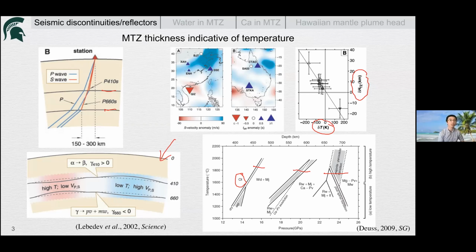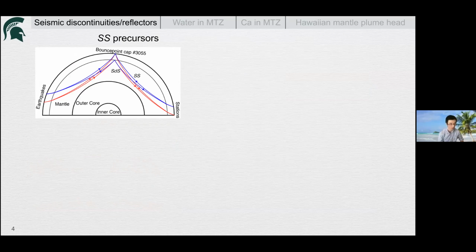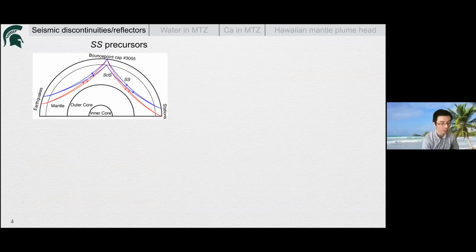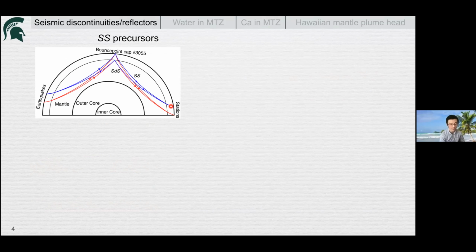The technique I'm going to use today is called SS precursors. I try to use this diagram to explain it to non-seismologists. We have earthquakes on one side of the Earth and seismic stations on the other side. Looking at the S wave, it starts from the earthquake, is reflected at the surface, and then goes to the station. That is called the SS wave. However, if we have a seismic discontinuity in the mantle like this one, a small portion of energy will be reflected at the discontinuity and eventually arrive at our station earlier than the SS wave.